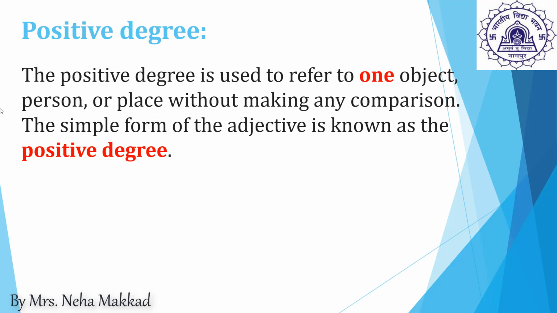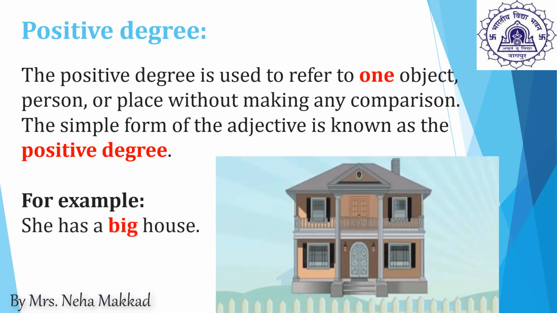Positive degree. The positive degree is used to refer to only one object, person, or place without making a comparison. It is the simplest form of the adjective, which is known as the positive degree. So children, here we do not make any comparison with any other object. We only take one noun or object into account. So for example, she has a big house. So we are not comparing this house with any other house. We are just saying that this house is big.